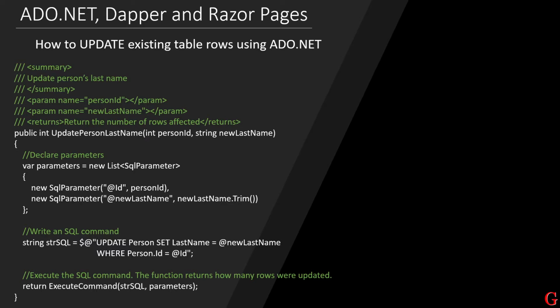Next, we can see how to update an existing table row from the database using ADO.NET. In this example, we have created a method that specifies parameters and an SQL command that we will execute on a database. The method sends the SQL command and parameters to the execute command method.